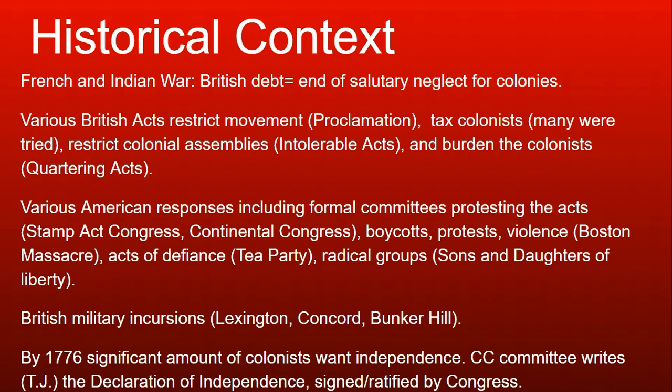The hotbed of defiance was Massachusetts, and when the British attempted a military incursion to disarm colonial militias, things went south rapidly, and several small-scale pitched battles occurred. Back in Philadelphia, the Second Continental Congress set up an Independence Committee. On that committee, Thomas Jefferson wrote the Declaration of Independence and brought it back to Congress. They debated, voted, and passed the Declaration. Okay, now let's get into its revolutionary details.